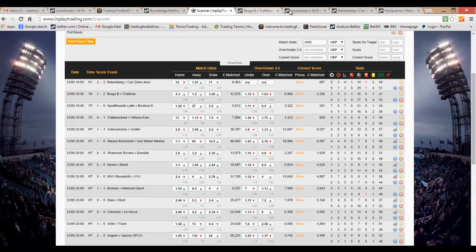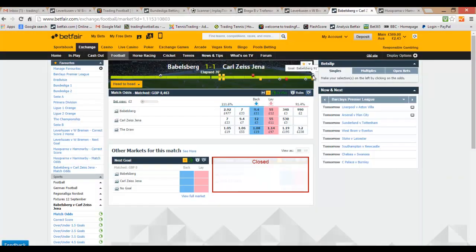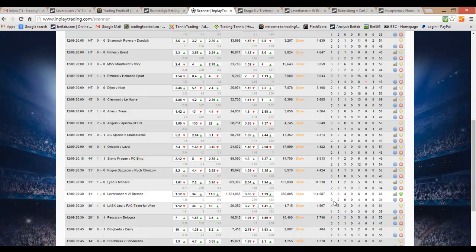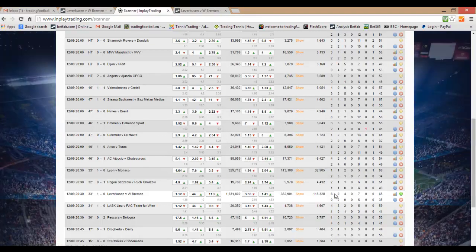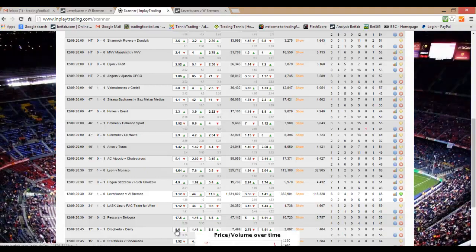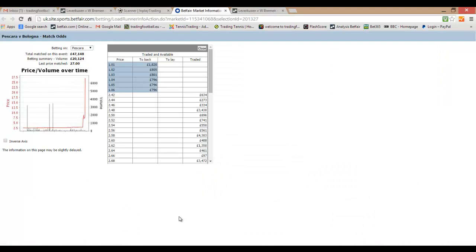Right, the Carl Zeiss Jena game, which I mentioned, possible to enter, that's gone slightly crazy. It's now 2-2. Up to this point, just half an hour into the evening trading, I still have only entered one trade, the Swedish game Hammarby, which is now already finished. £41 profit there, and I've just got the major trade of the Leverkusen Bremen, which I'll be keeping my eye on all the time, and the Angers Ajaccio 2-0 lay.